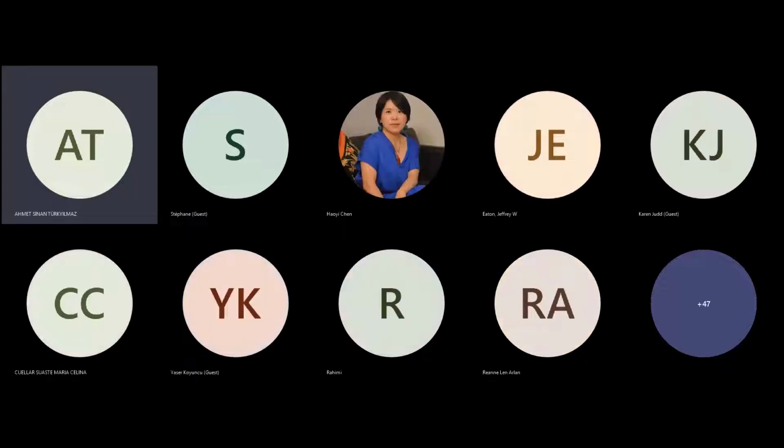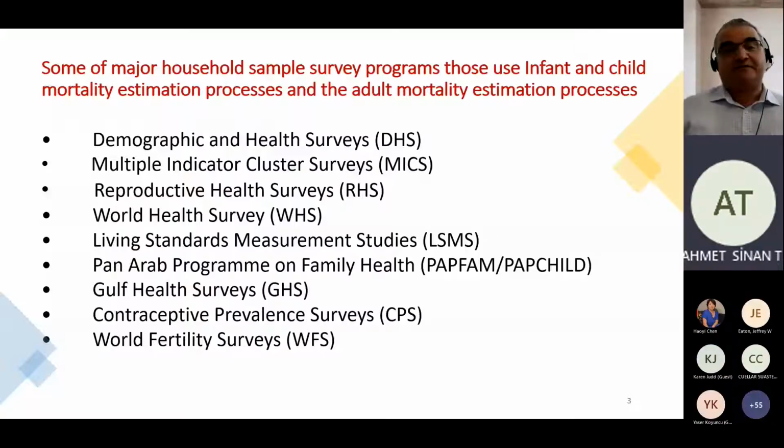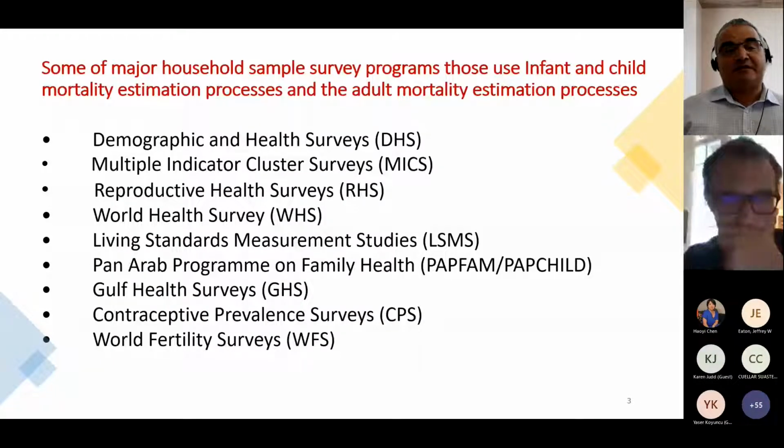estimates. As most of us know very well, we have huge global families of surveys, starting with the DHS and MICS, and including the reproductive health surveys, World Health Surveys, the living standards surveys, the Pan Arab Program of Family Health, Gulf Family Health surveys, the old contraceptive prevalence and more fertility surveys. We have such major household survey programs. Those use infant and child mortality estimation processes as well as some adult mortality estimation processes.